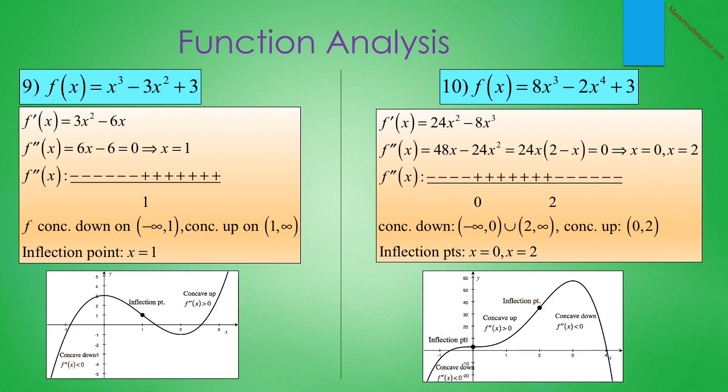The graph confirms our answer. Notice that at x is equal to 2, we do not have a stationary inflection point because the first derivative at that point is clearly not 0. But at x is equal to 0, we do have a stationary inflection point because the value of f prime of 0 equals 0.